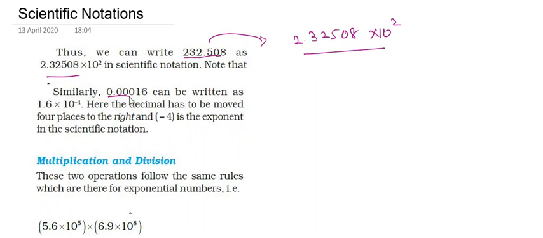For instance, let us consider 0.00016. What you need to do is take only a single digit and isolate it from the rest. So 1.6. You can write this as 1.6 into 10 power, and when you go towards the left, you have to put a negative sign. So 1, 2, 3, 4. I have taken 4 digits, so I can put minus 4.